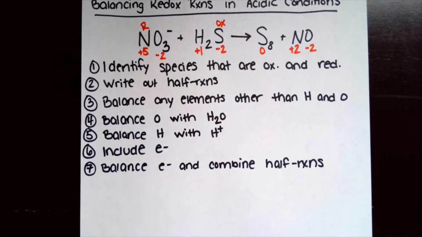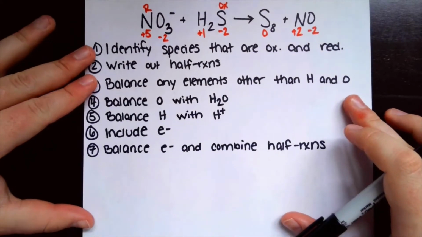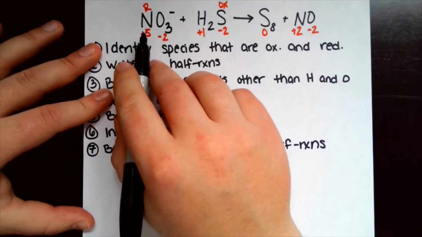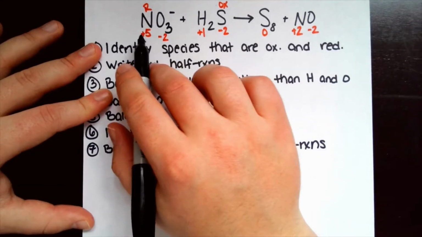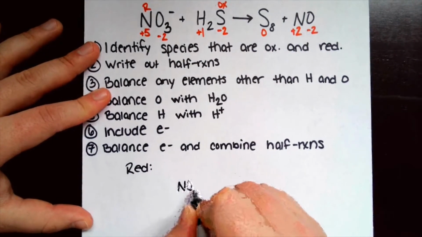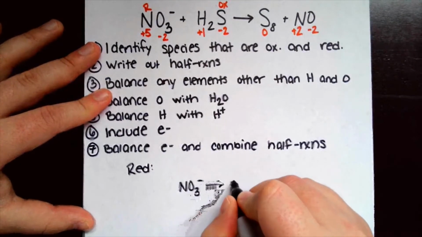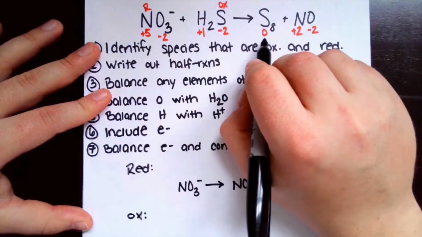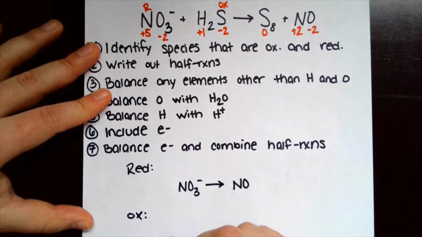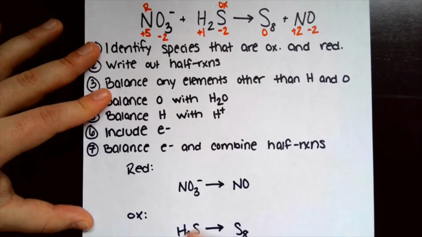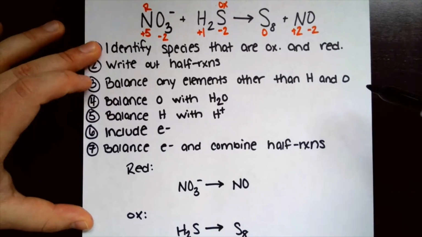Okay, so now that we know that, we can write out our half reactions. So for the reduction half reaction, let me just slide this up a little bit. So I'm going to put reduction, and remember, it has to have all of the molecules that contain the species being reduced, which is nitrogen in this case. So we would write out NO3- yields NO. And then for the oxidation half reaction, we have to include the molecules that have the species that's oxidizing. So it's going to be H2S yields S8. Okay, so now step 2 is complete.